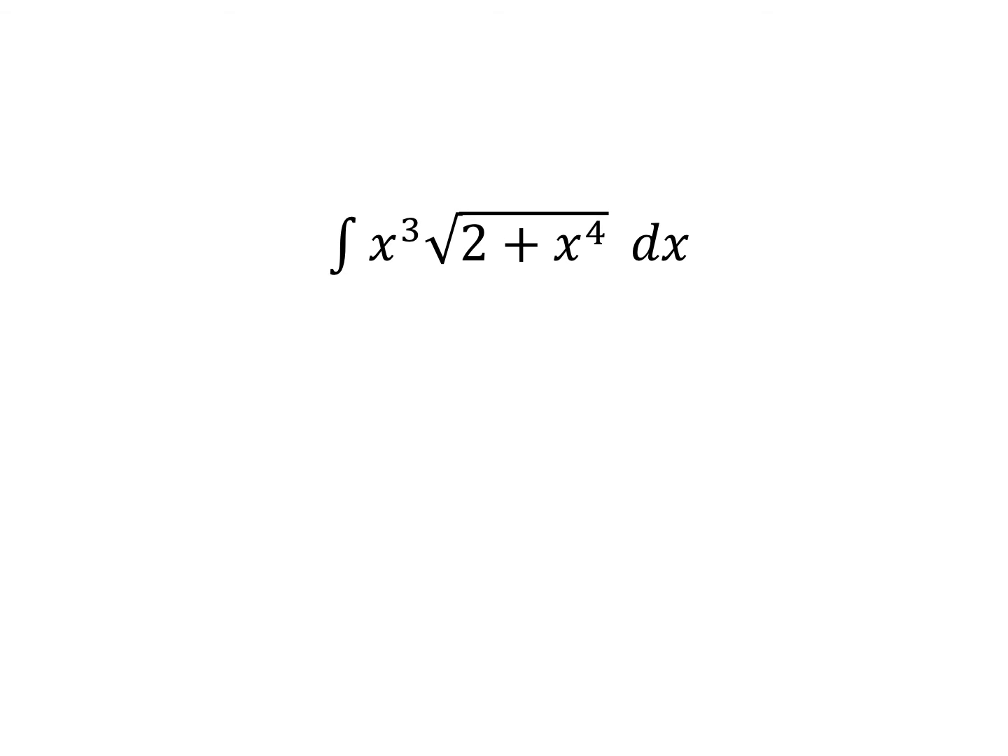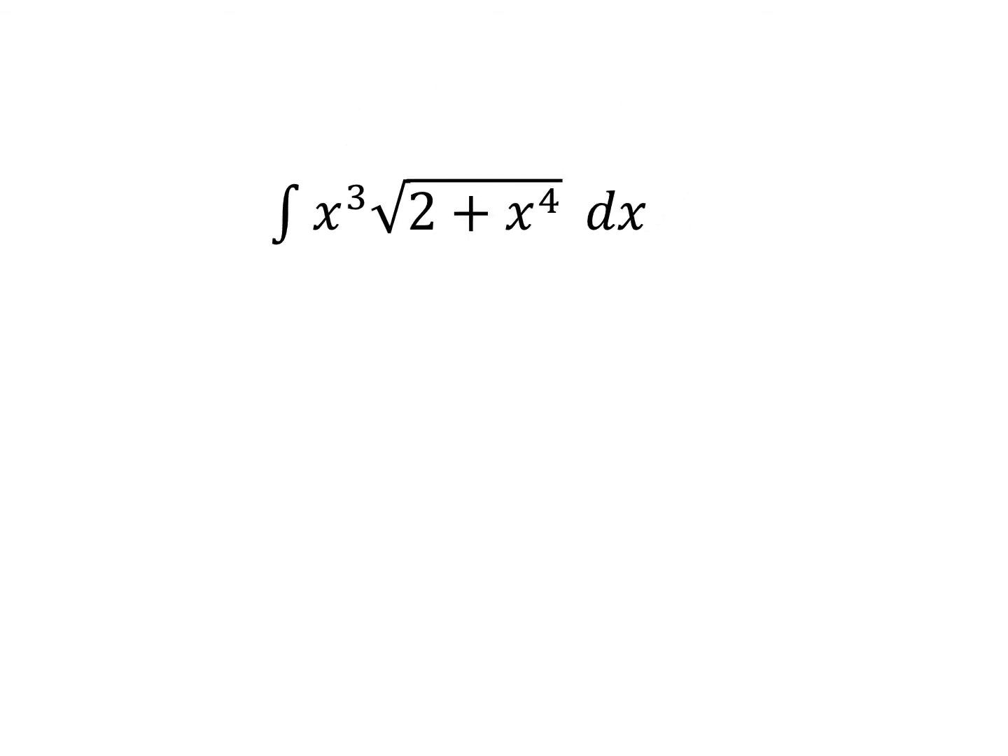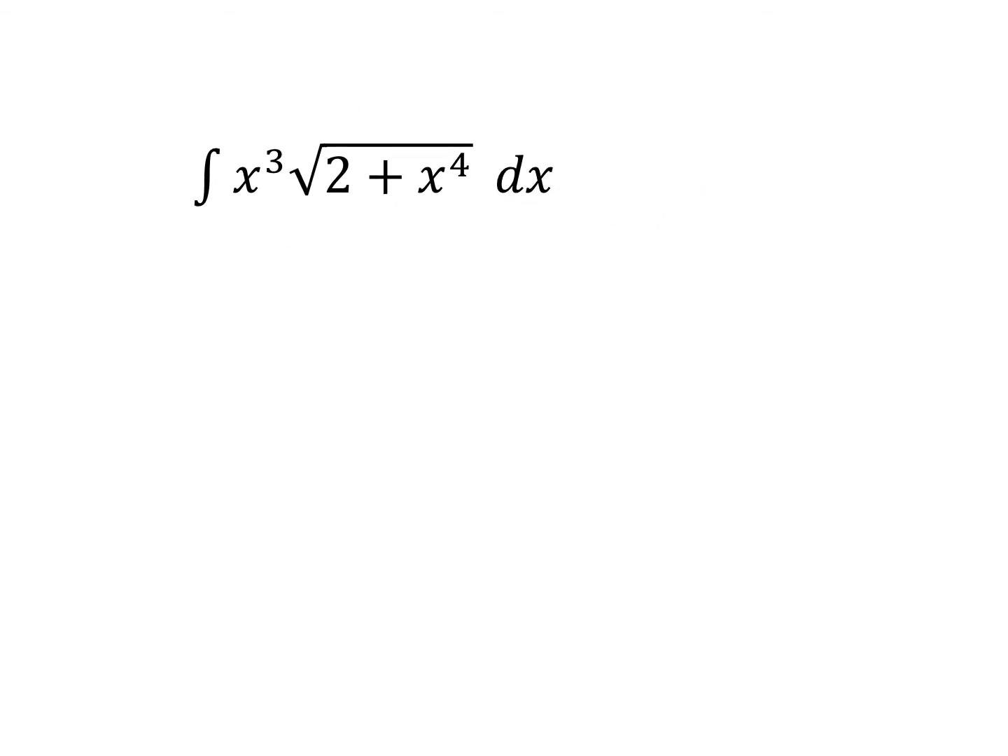All right. How is this one different? There's no 4 as a coefficient. This is just an x cubed dx, yeah? Okay, so strategy-wise it's going to be very similar. We're still going to let u equal 2 plus x to the fourth. We are still going to have that du equals 4x to the third dx.